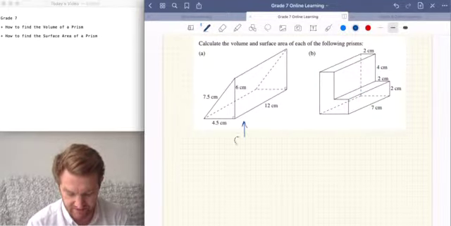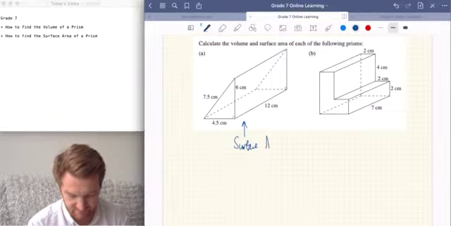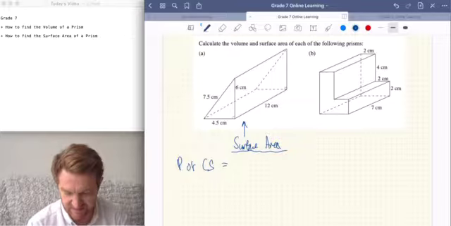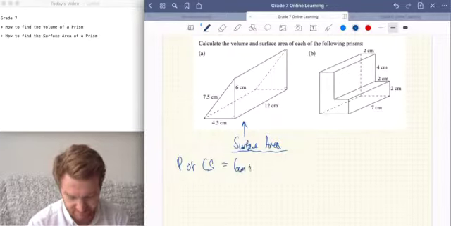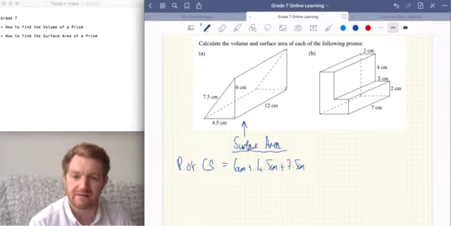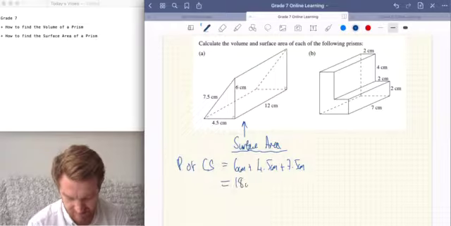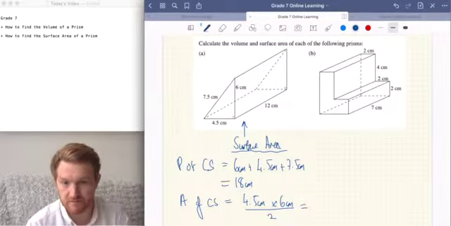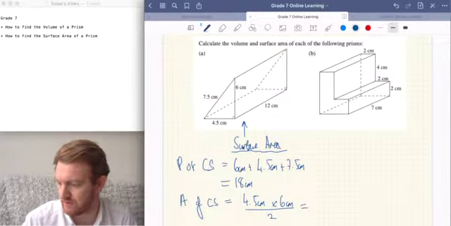Here, let's say I wanted to do the surface area. I'd say, okay, what's my perimeter of the cross section? Well, that's going to be, add them all up, 6 and 4.5 and 7.5. We add those together and we get 18. Oh, 18 again. We could do the area of the cross section, which would be the base times the height divided by 2 for our revision. So it's going to be 13.5.